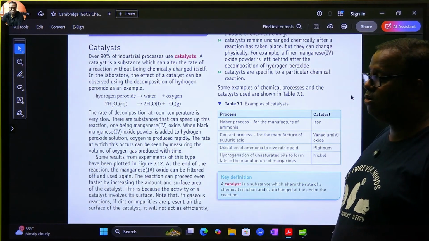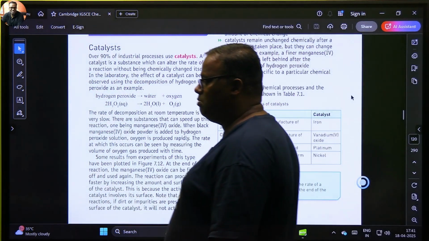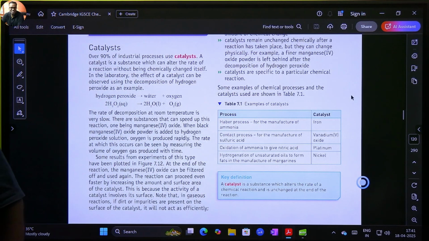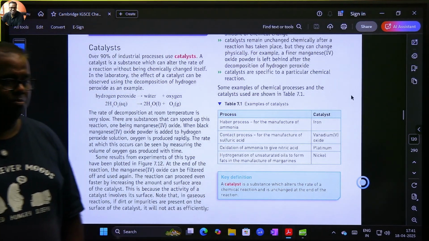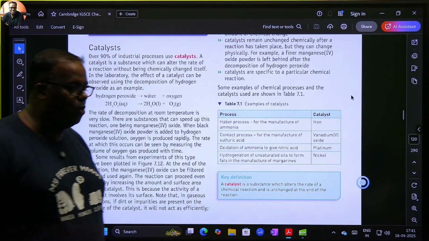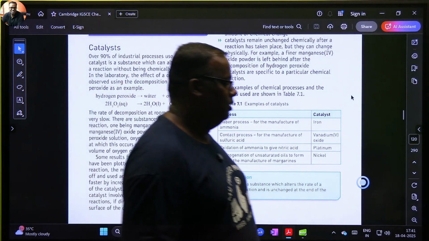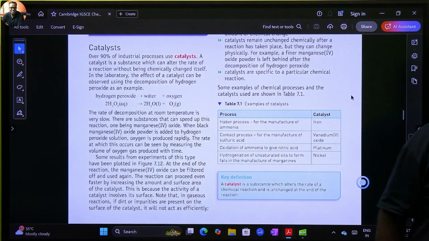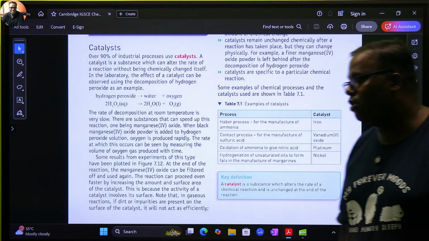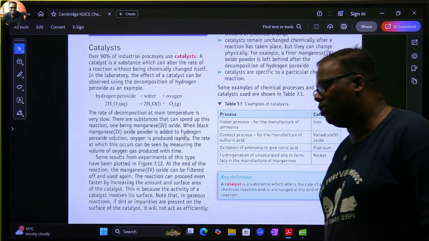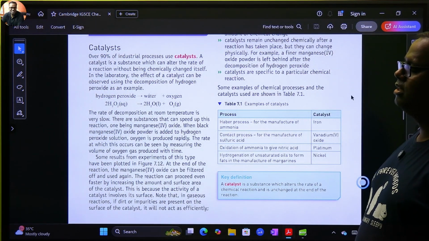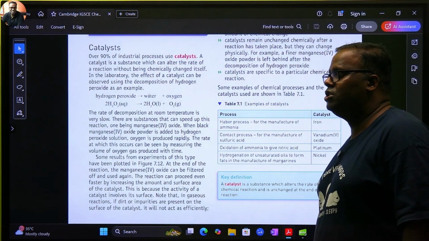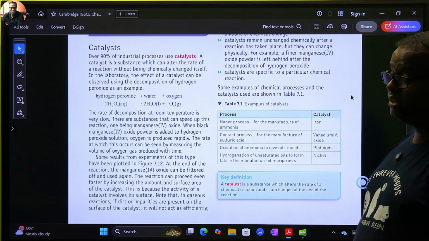Use the word decomposition. Decompositions are always endothermic reactions because you are breaking bonds. Bend-o is endo. Hydrogen peroxide decomposition reaction to form water and oxygen is very, very slow. The catalyst in this process is manganese(IV) oxide, which is a black colored powder. Write the word black also.